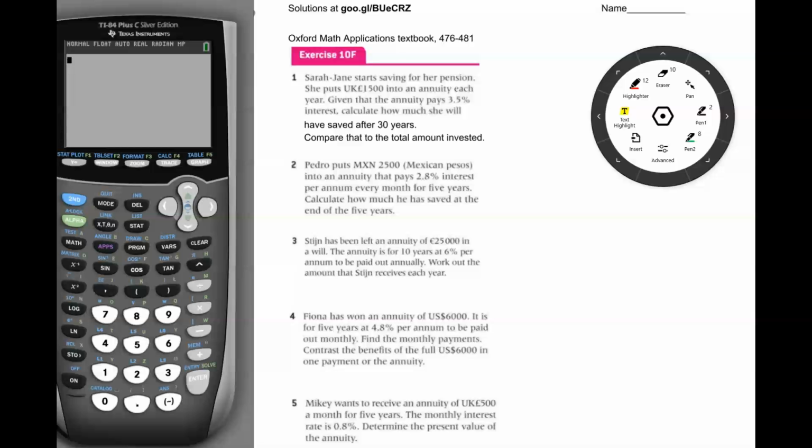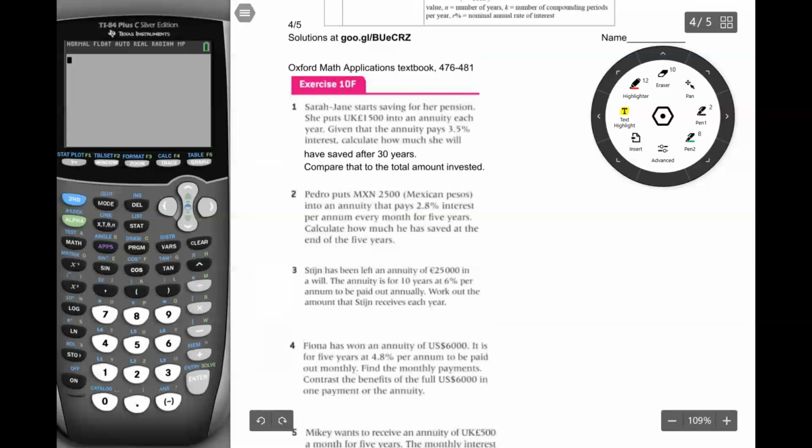This is the problem set for annuities, which is on page 4 of the compound interest problem set. So number 1, Sarah Jane started saving her pension. She put 1,500 UK pounds into an annuity each year. Given that the annuity pays 3.5% interest, calculate how much she will have saved after 30 years and compare that to the total amount invested.